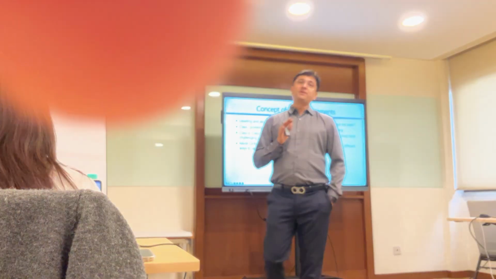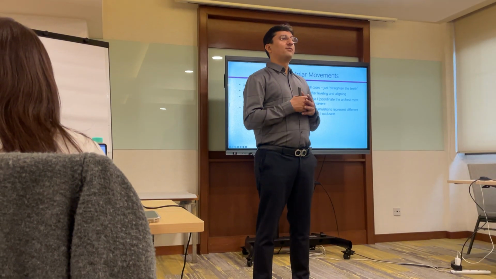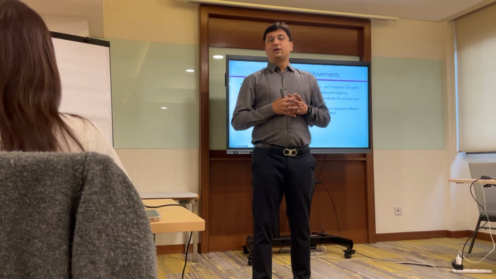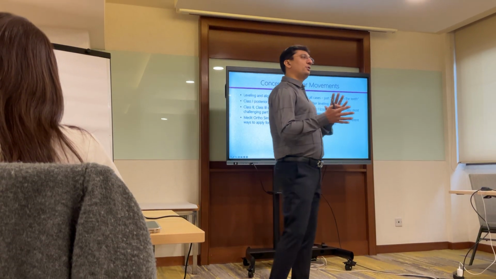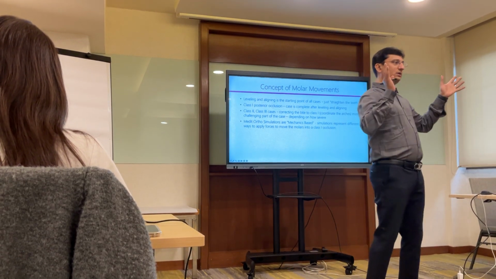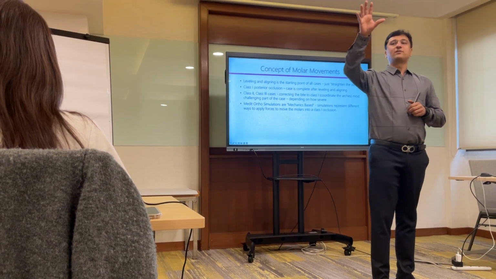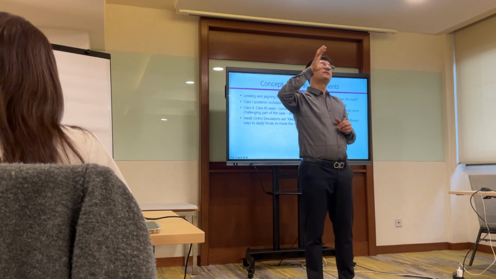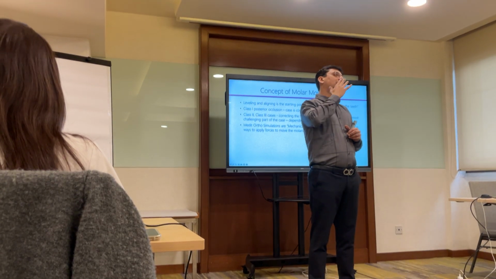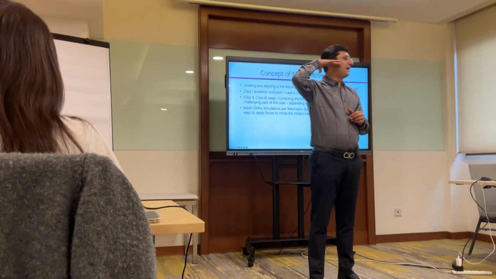Okay? Comprehensive plans are cases where you have moderate class 2. Like you have 4 millimeters of class 2. You guys remember what is 4 millimeters class 2? It's end on, half cuspid class 2. If you have 4 millimeters of class 2, you can correct 2 millimeters with the lowers coming forward, 2 millimeters with the uppers going back.